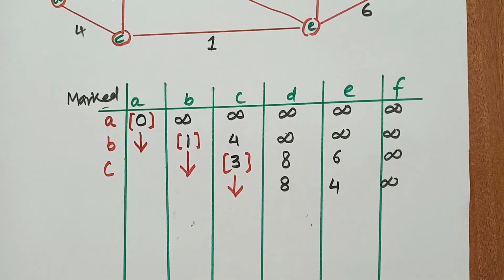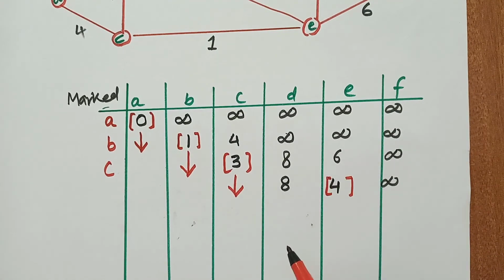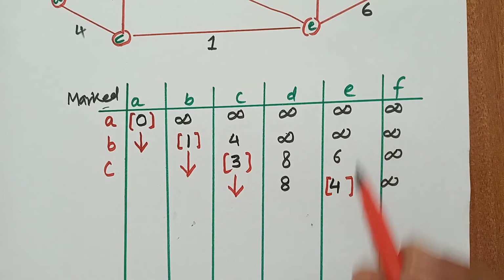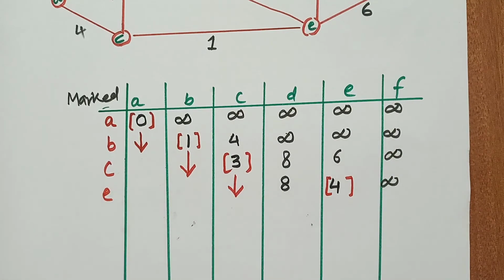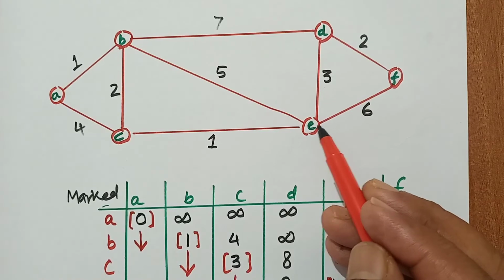And what is minimum value? So 4 is minimum value. So we mark 4. Okay. And vertex is E. So we will write here E. Now no need to touch E. So first we concentrate on E. Where is E? E is this.